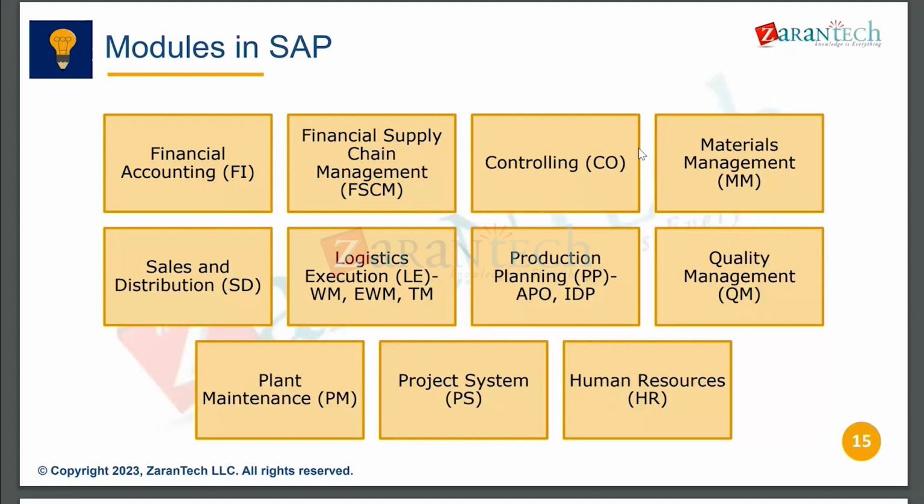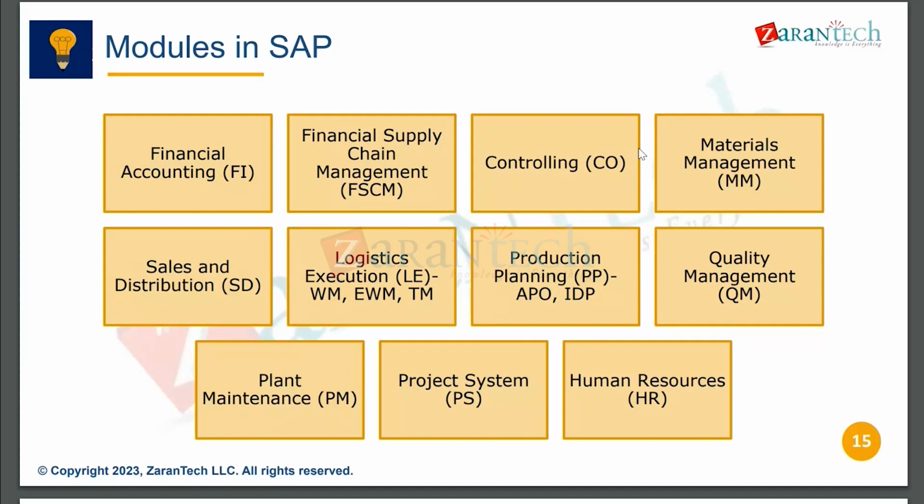And production planning, where based on customer requirements, demands, and market demands, the planning will happen, and the production will start to meet the requirements. APO is a planning tool which will be integrated with the production planning module, and IBP is the S4 HANA planning module. PPDS also we have in S4 HANA, where the planning will be taken care of.